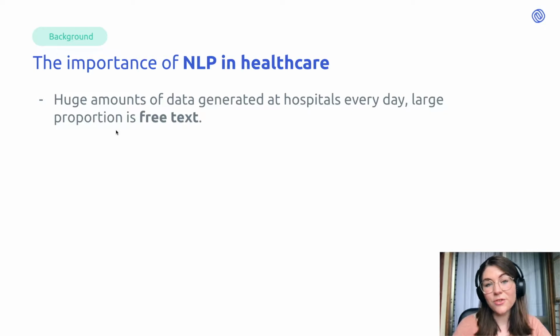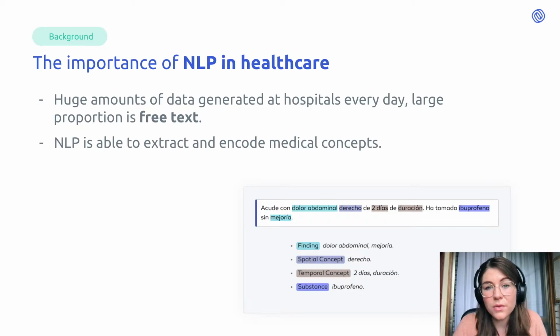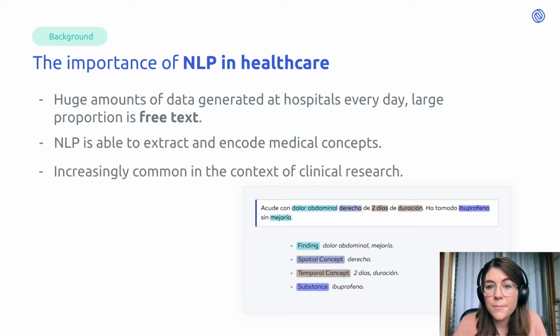So as you know, a lot of data is generated at hospitals every day. Close to 80% of this data is non-structured and a large part of it is free text. NLP solutions are able to extract and encode relevant medical concepts from free text. These NLP algorithms take into account complex context, such as negations, family or personal backgrounds, or past events. This is the main reason why NLP solutions are becoming more and more common to structure all this data, especially in the context of clinical research.